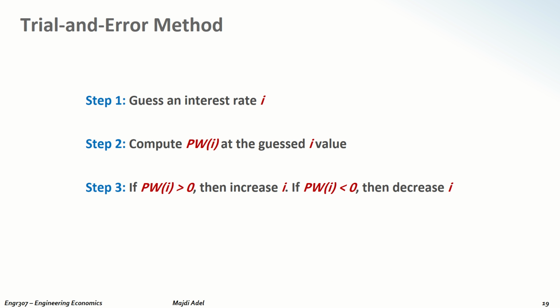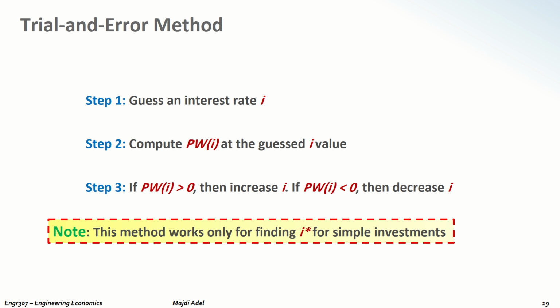The trial and error method has 3 steps. Guess an interest rate. Compute the present worth at this interest rate. And if the calculated present worth is greater than 0, increase i. If the present worth is less than 0, then decrease i. And this method works only for simple investments. For non-simple investments with multiple internal rates of return, you may get a divergence of solution. Sometimes you will get divergence.